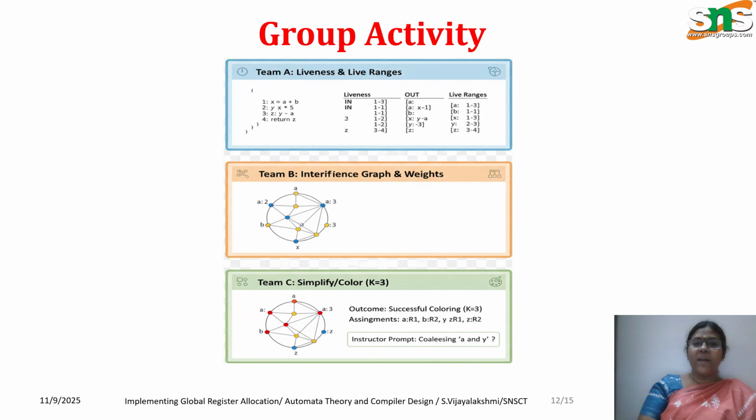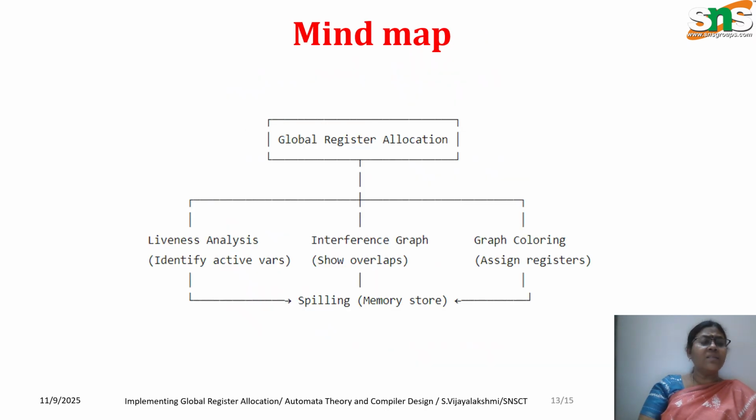Going to the group activity, we give some sets of code. Find the minimum usage of registers, and draw the interference graph and live ranges. To summarize, local allocation works within the basic block. Here we saw that global allocation extends across the entire control flow graph, and the steps involved are liveness analysis, interference graph, and graph coloring.